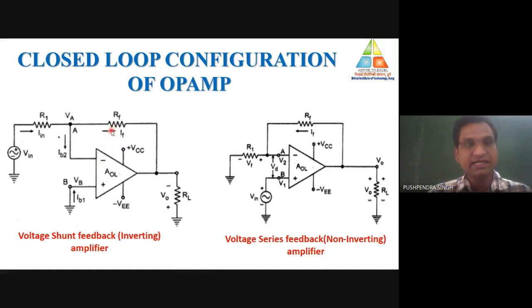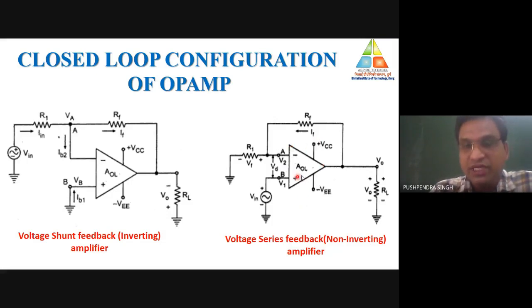So just keep in mind, if the feedback element is connected in parallel with the input, that is called voltage shunt. And if the input voltage is connected to the negative terminal of the op-amp, that is called an inverting amplifier. And as per these definitions, this circuit is acting like a voltage shunt feedback or inverting amplifier.